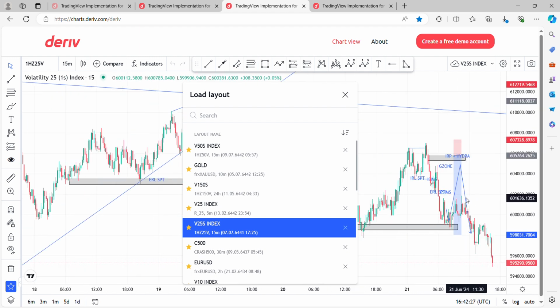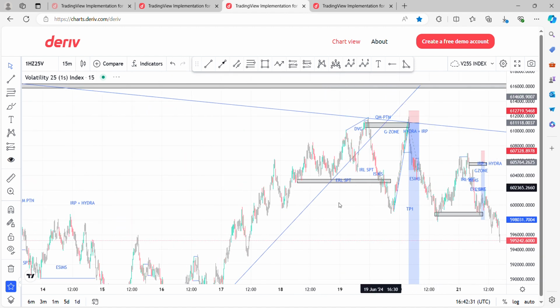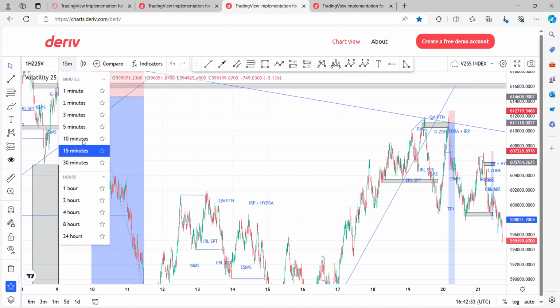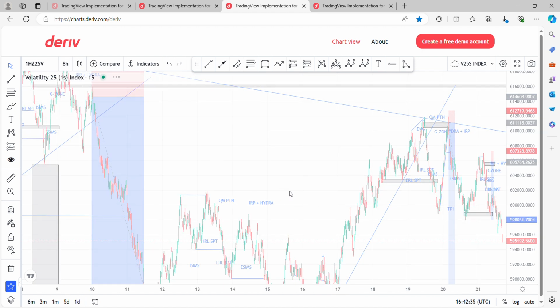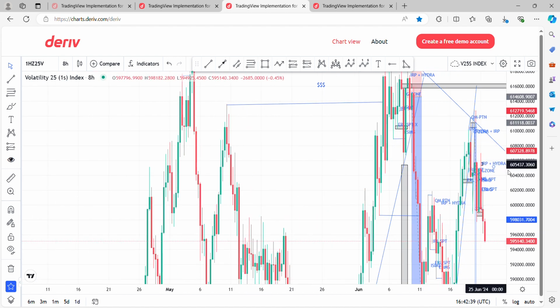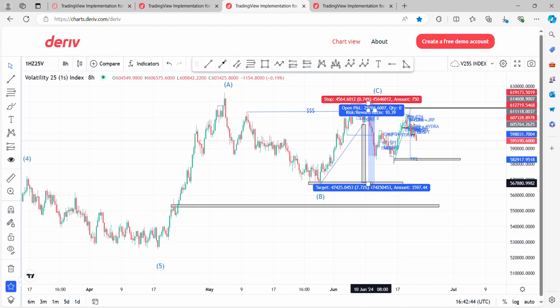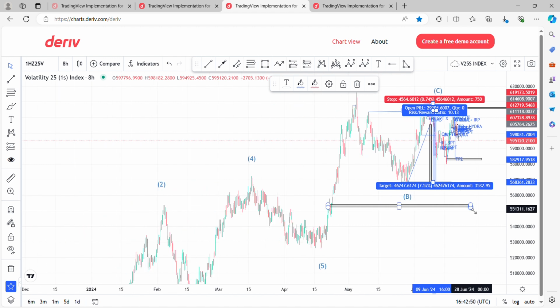Okay, price is still coming back. There's no panic for that. I've been monitoring this one since earlier. Let's go to the 8 hour time frame to see the overview. Do you see that? In fact, this is where we are still targeting. This zone.